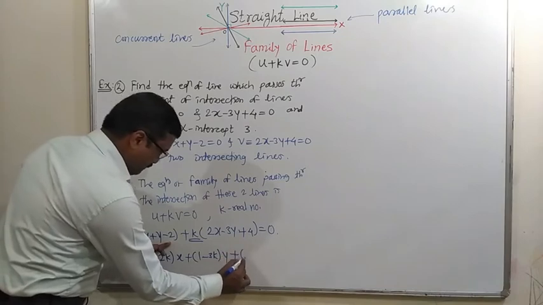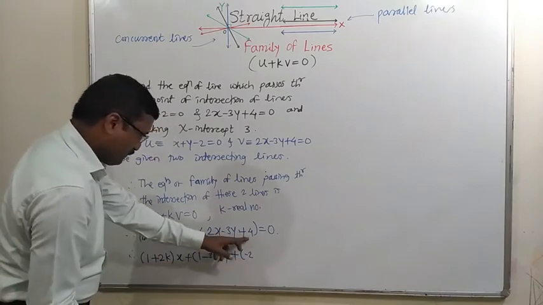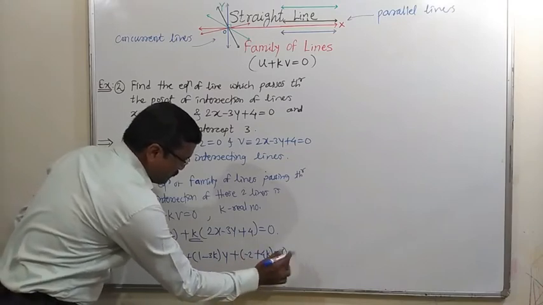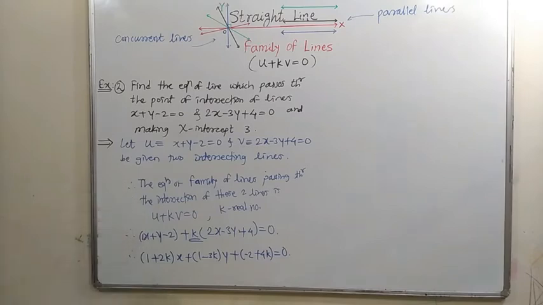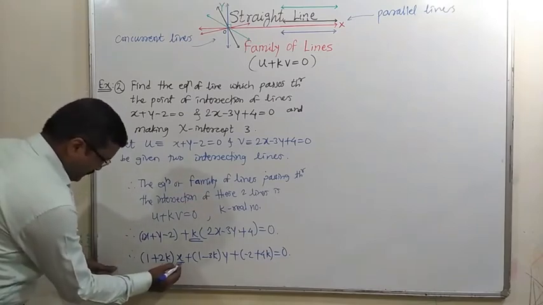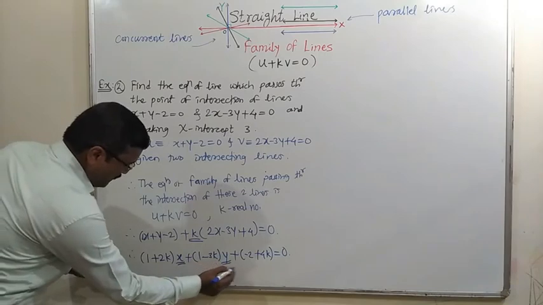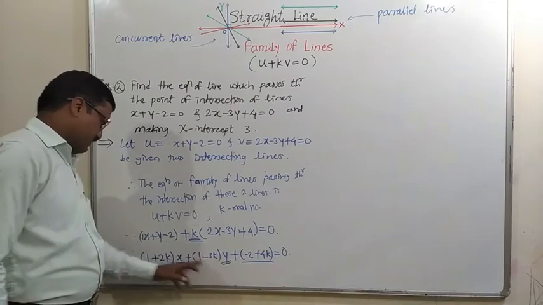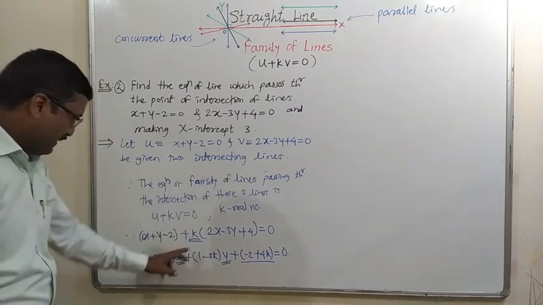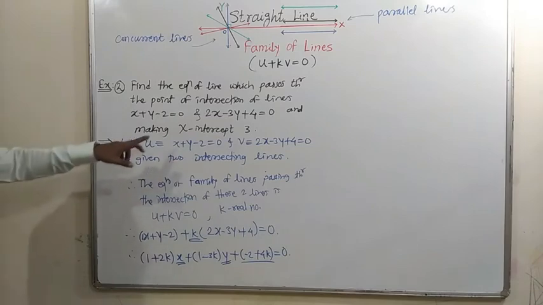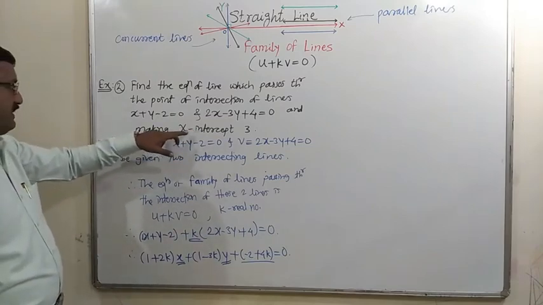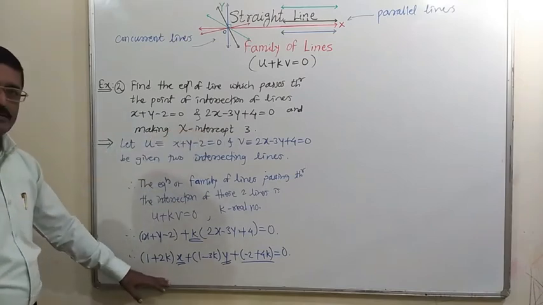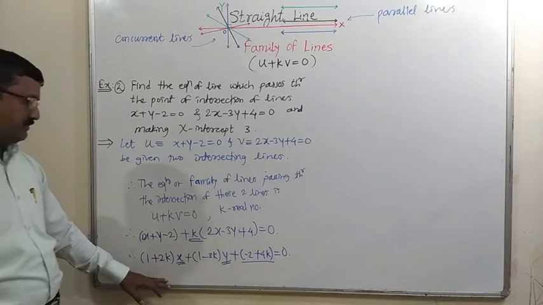Next, the constants: minus 2 plus 4k is equal to 0. This is the equation of the line in general form. Here is the x term, this is the y term, and this is the constant. The coefficients of x, y, and the constant are all in terms of the unknown k. Now, what condition is given? That the line makes x-intercept 3. So, find the x-intercept of this line.